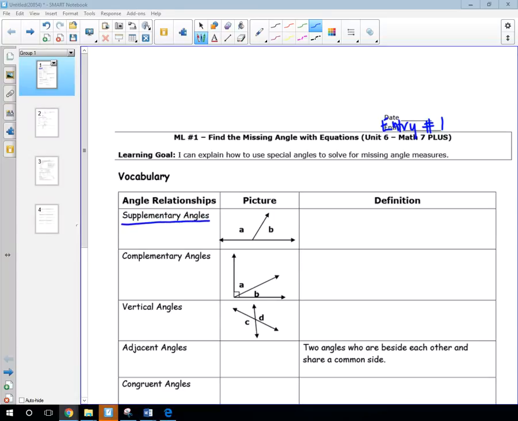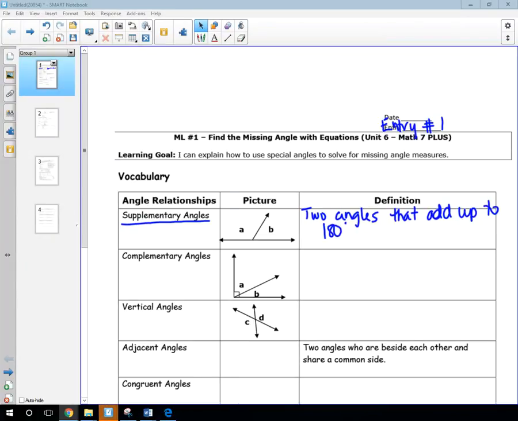So supplementary angles are two angles that add up to 180 degrees. And if you notice, what does 180 degrees look like? It's a straight line. So that means you can always look for any two angles that are on top of a straight line. So take, for instance, this. We see that there's a straight line there, and we've got that straight line that's broken up into two angles, angle A and angle B.